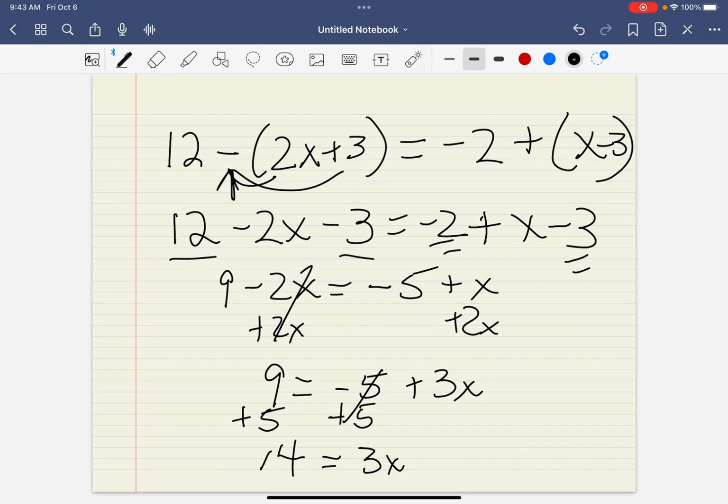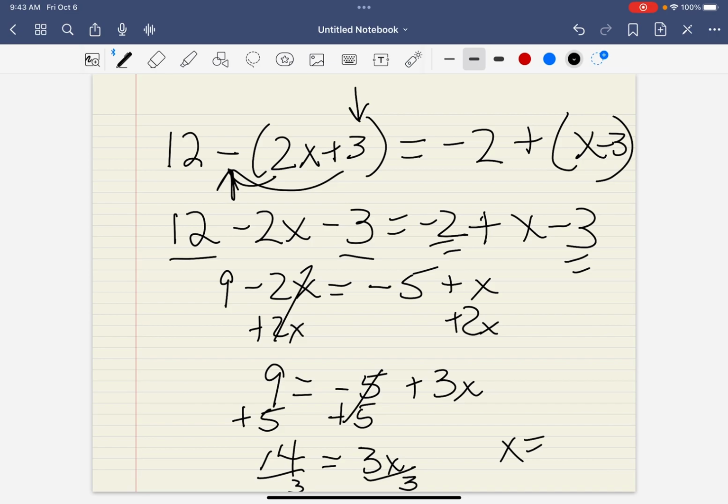12 minus 2x minus 3, that's 9. Minus 2 plus x minus 3. Plus x. 3x. Did I copy the problem wrong? 12 minus... Oh, I did. Well, we'll just leave it this way. This was supposed to be a 5, and I wrote it down as a 3, so... It's alright. Divide both sides by 3.